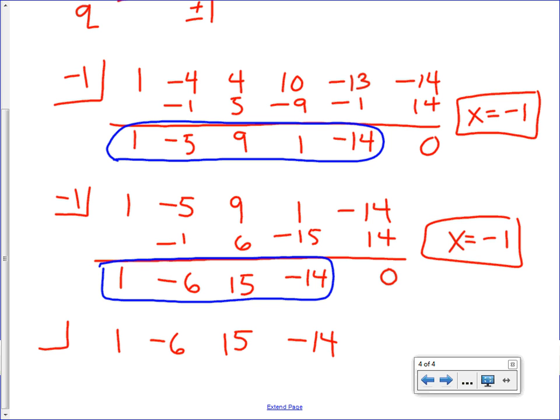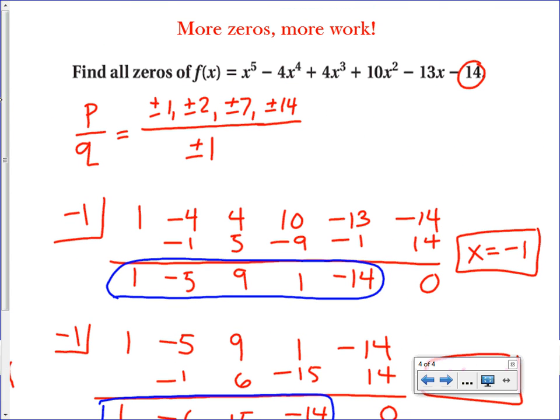Now, what to test in the box? So I've already tested -1 twice. I'm not going to test it again. I'm going to try to test something else from the list, okay? So you may have to go back up and look at your original list, your P over Q, and pick something else to test. So we've already done -1. I'm going to try +2. Let's see if +2 works.